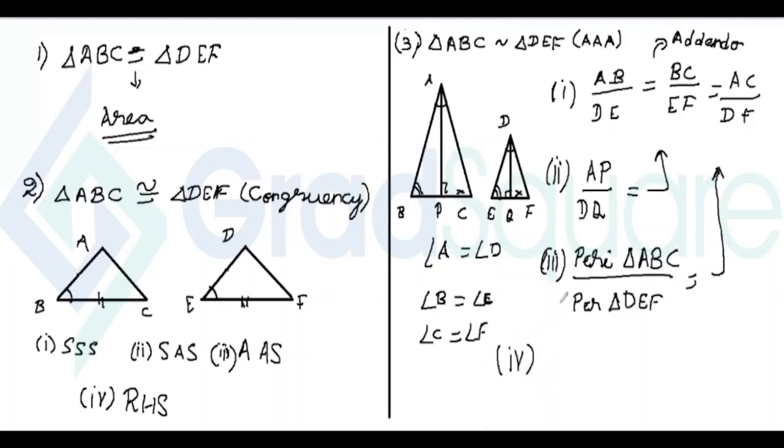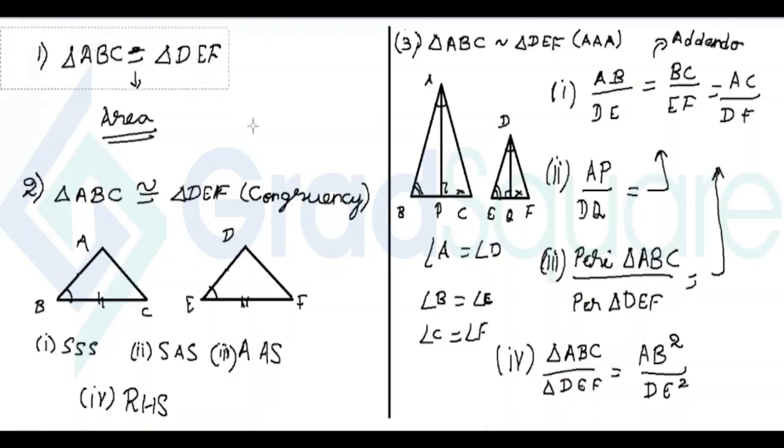And the fourth and final property of similar triangles is that the ratio of the areas of two similar triangles, and this is also kind of instinctive and obvious, the ratio of the areas of two similar triangles will be equal to the ratio of the squares of the corresponding sides. So these are the four properties of similar triangles.